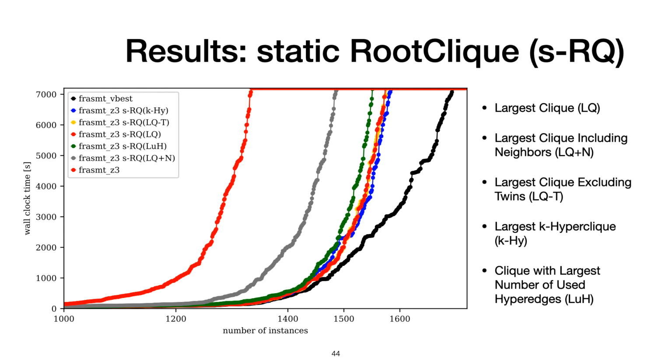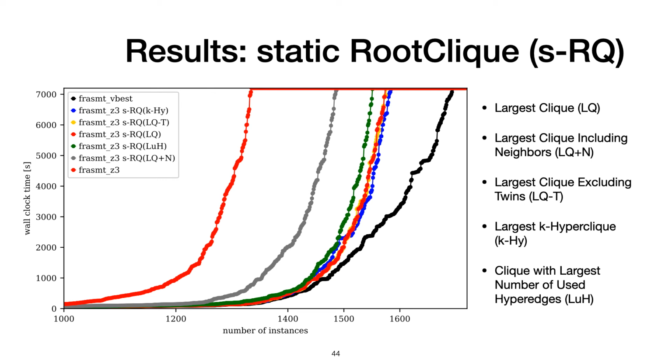Static RootClique, we tested various variants. The largest clique, abbreviated by LQ, the largest clique including neighbors, abbreviated by LQ plus N, the largest clique excluding twins, abbreviated by LQ minus T, the largest K-hyperclique, abbreviated by KHI, the clique with the largest number of used hyperedges, abbreviated by LUH.